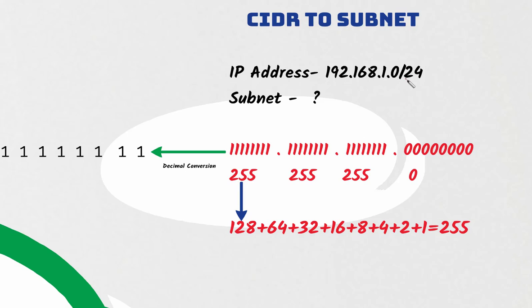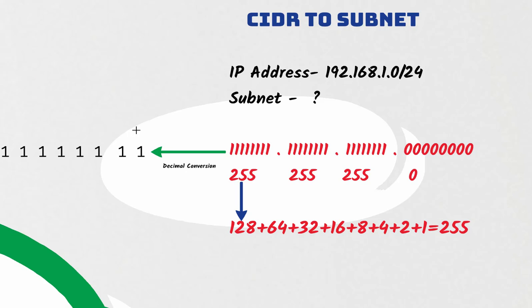and this one is 24. So 24 means the first 8 bits are full, then the next 8 bits are also full, and the third octet is also full with 8 bits. So that means 24 is completed: 8, 8 and 8. The remaining octet has 0 bits. So how does 255 come? For each octet, if we convert those 8 bits of binary to decimal, it will come as 255. How can we do that?